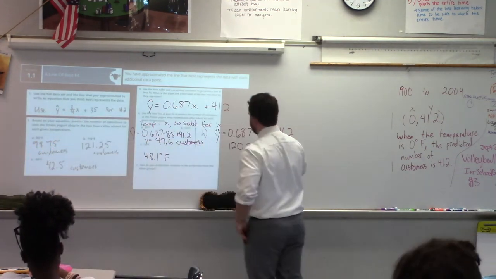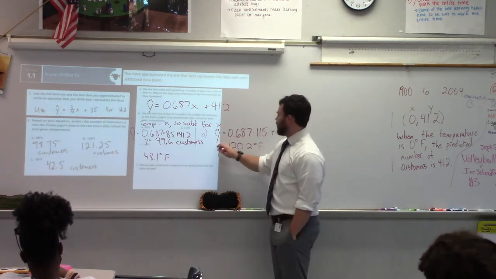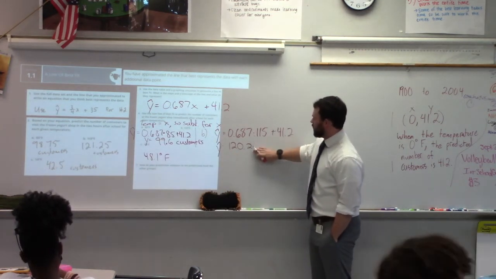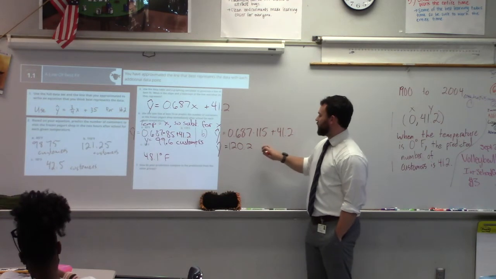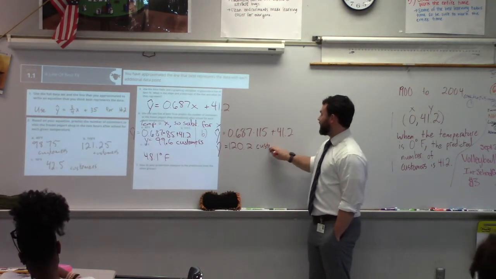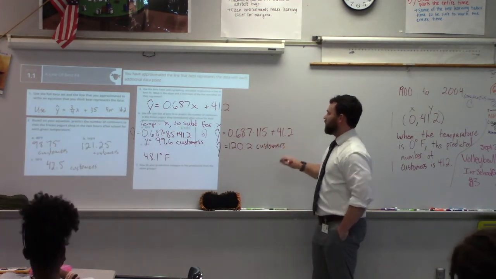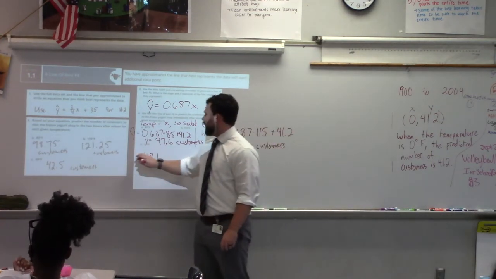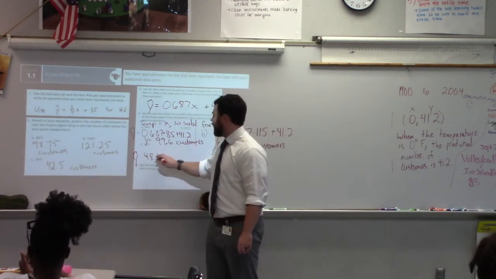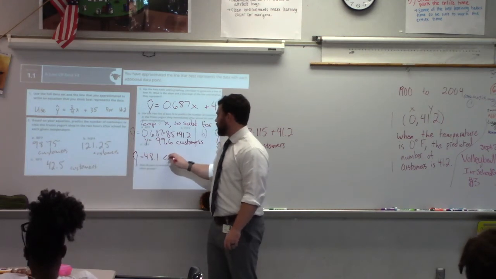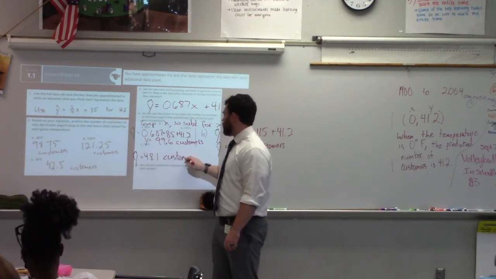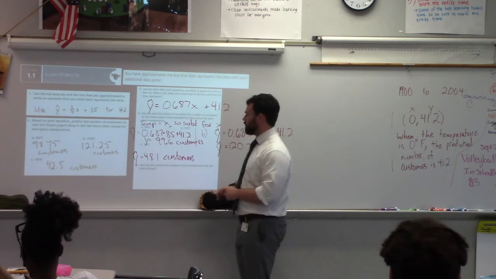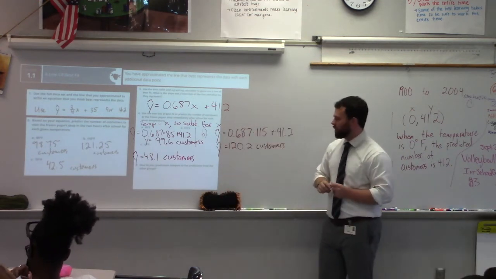If it was 115 outside, 120 customers. 120.2 customers. Now, will you have exactly that many? No, it's the prediction. It's just the predicted. We need to be careful to remember that. So Y hat is equal to 48.1 customers. So that was on all of them? That is all 3 of them.